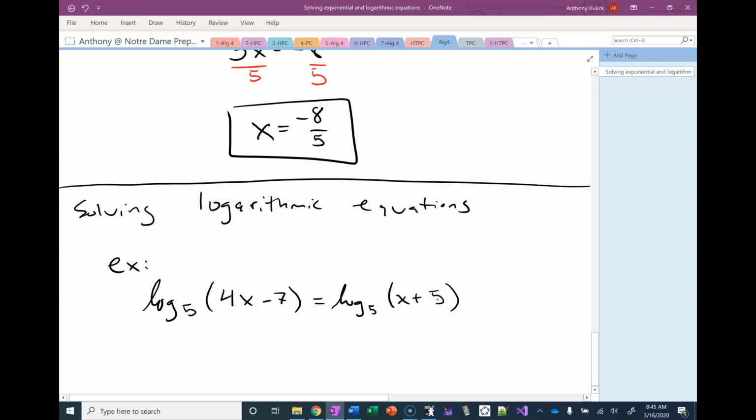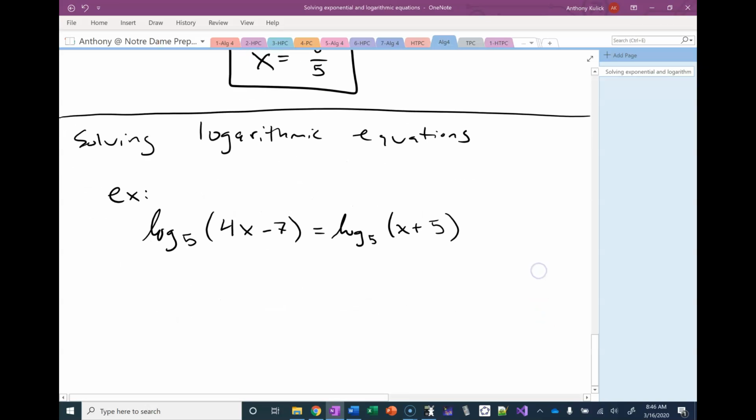So in this case, let's say we have log base 5 of 4x minus 7 equals log base 5 of x plus 5. The first thing we'd want to do is observe that we just have two objects. We have log base 5 of some stuff equals log base 5 of some other stuff. So this is the easiest situation.